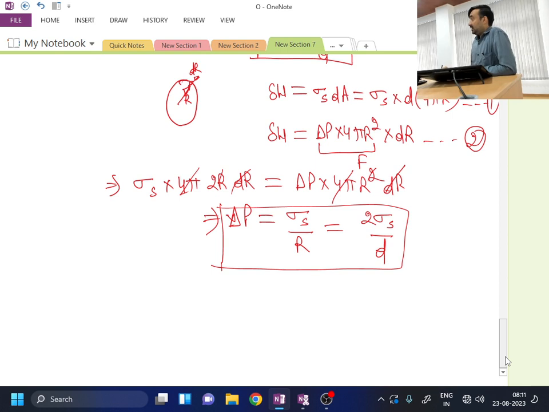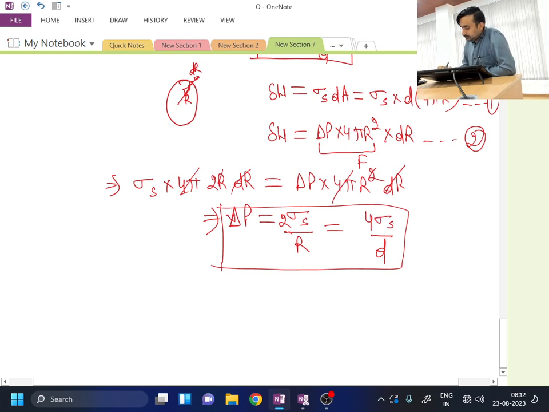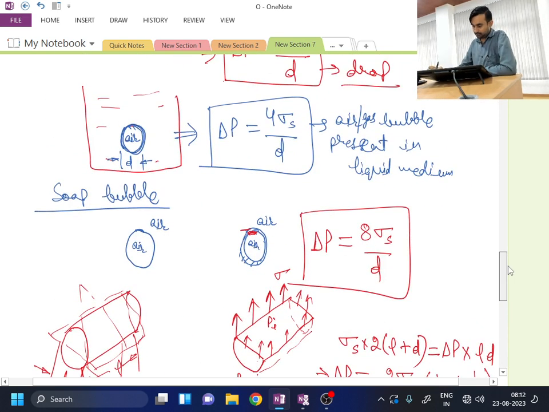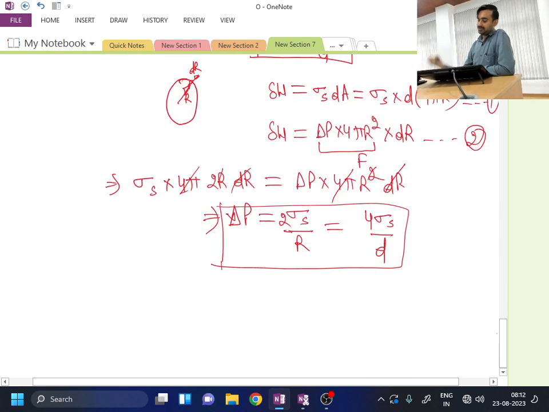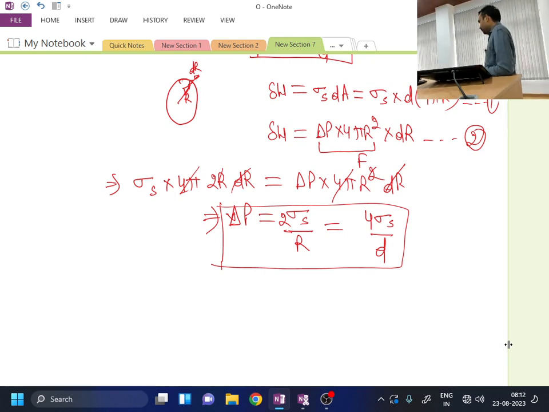Is it clear? Now, another way of calculating the pressure drop at a curved surface: that is 2 sigma s by r, and for the bubble with two surfaces it will be 4 sigma s by r. So if you see, the relation you calculated earlier is also 4 sigma s by r. This means either by using the force balance or by using the energy balance, we can calculate it.